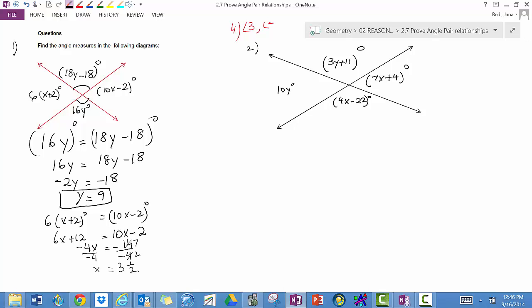So some of you may feel very uncomfortable that you have x as a mixed number. That's a-okay. Now all you have to do is go back and plug x and y into the variables. I'm going to leave that for you to do and find the values of x and y.